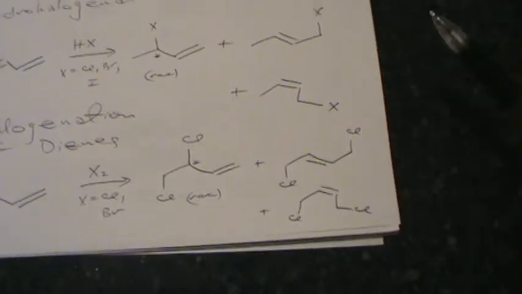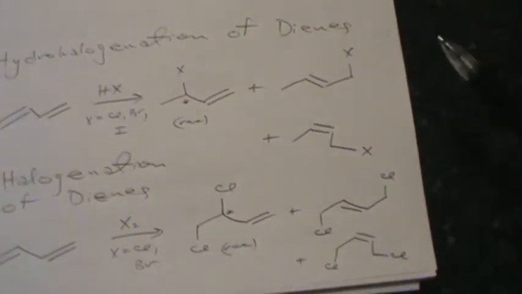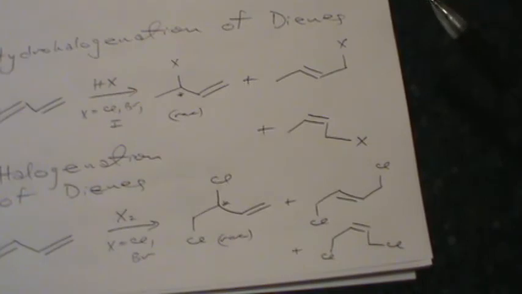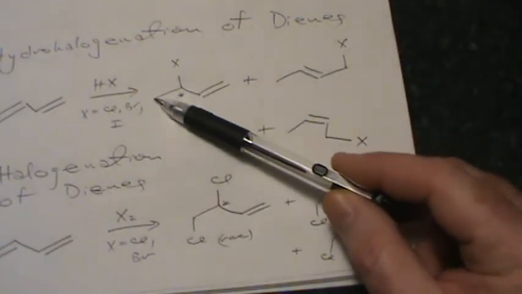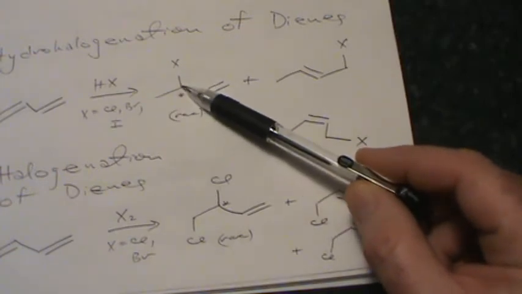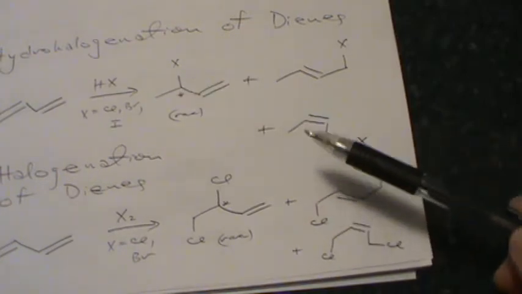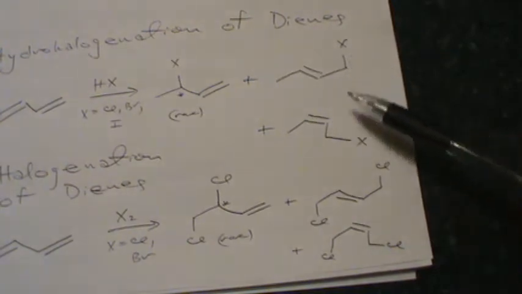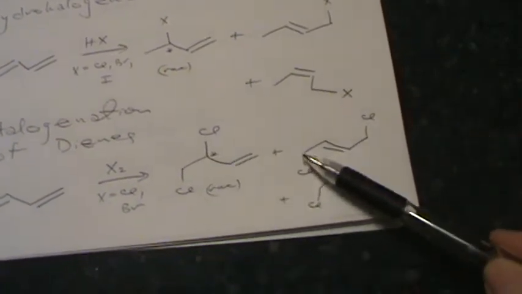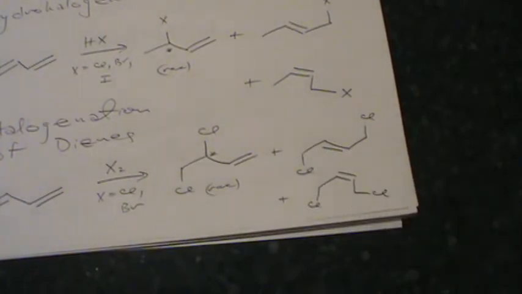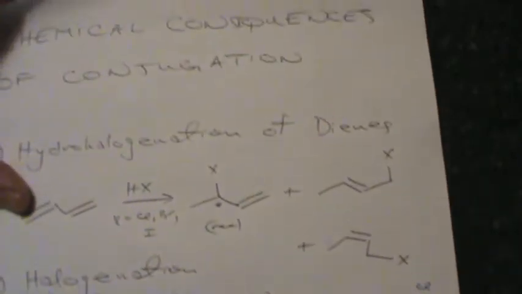The products of both of these reactions could be termed either a 1,2 addition product, where the hydrogen added to carbon 1 and the X to 2, or a 1,4 addition product. Here again, 1,2 and 1,4. So those are some recent reactions that we covered.